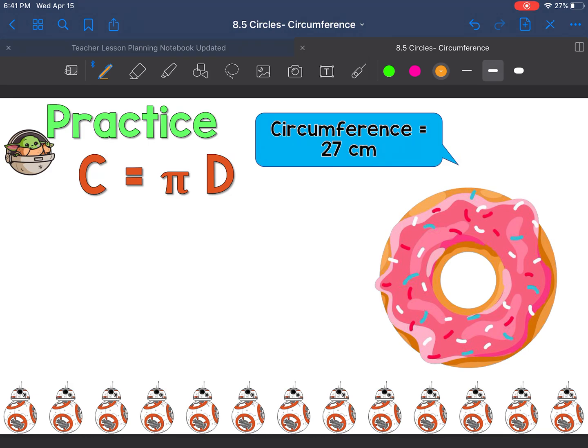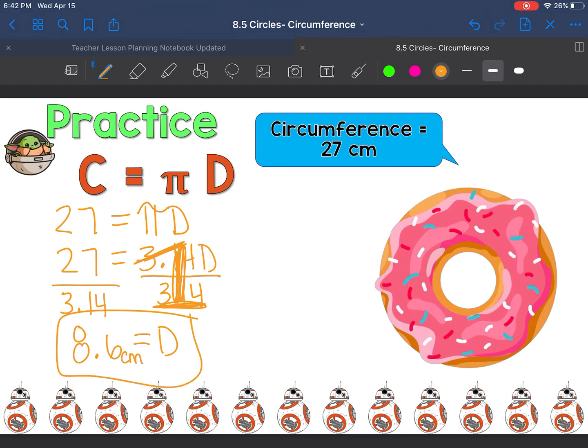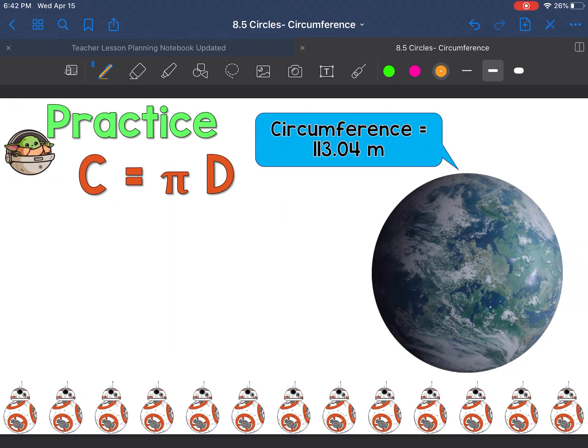So now I have a donut, and it tells me that the circumference of this donut is 27 centimeters. I need to figure out what the diameter is. So how can I do that? Well, I'm going to plug my 27 in for my circumference. So 27 equals pi times the diameter. Now I'm going to substitute 3.14 for pi. And now I'm left with 3.14 times diameter. So in order to get the diameter by itself, remember, I need to do the opposite. If I'm multiplying, I need to divide. So I'm going to divide both sides by 3.14. 3.14 divided by 3.14 gives me 1 diameter, or just diameter. 27 divided by 3.14 equals 8.6 centimeters.